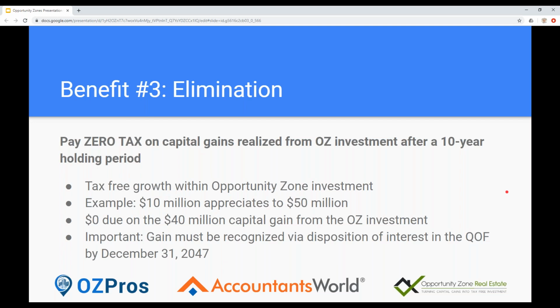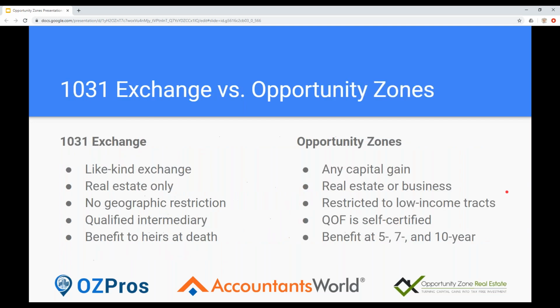So, Jimmy, another thing that people have been talking a lot about is comparing this OZ investment with the 1031 exchange. You have experience in that, and also the new market tax credit. Can you tell us a little bit about that? Yes, I will do that.